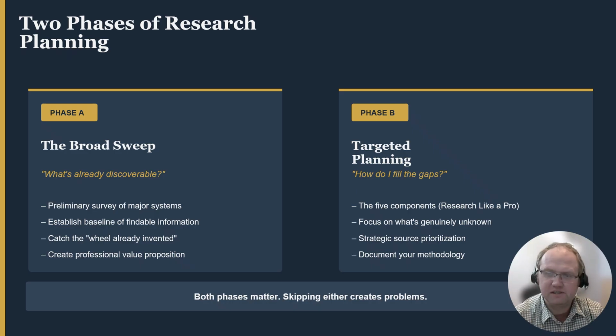And also if you skip Phase B, where you don't plan what sources you're going to be looking at, you find yourself clicking randomly. Phase A informs Phase B. What you find or don't find shapes your targeted planning.